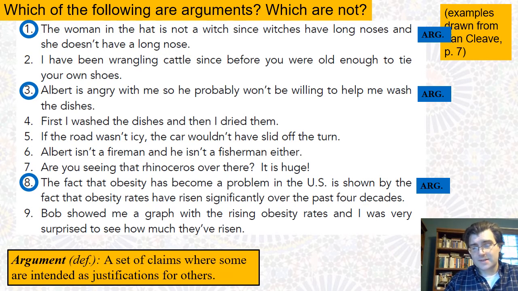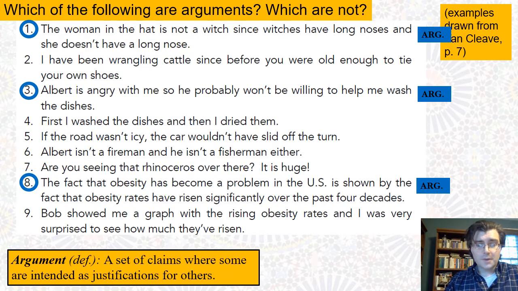The second passage is not an argument because it's really just giving one piece of information or making one claim. It's saying, I've been doing this thing for a long time. And there's no justificatory relation between different parts of the passage. Nothing is being offered as evidence to believe anything else. Nothing is being argued for, okay? It's just information being conveyed or a claim being made, but no argument is being made.